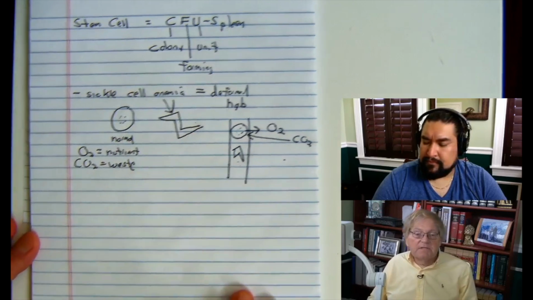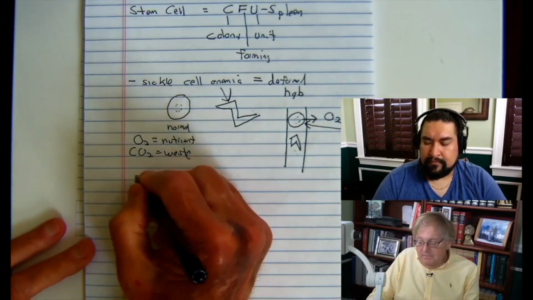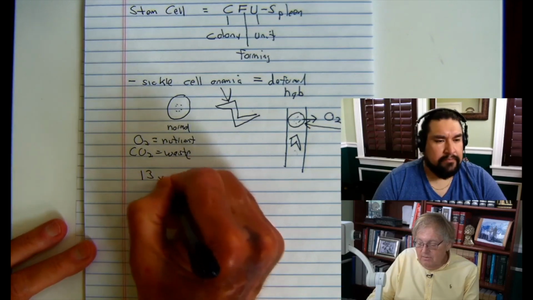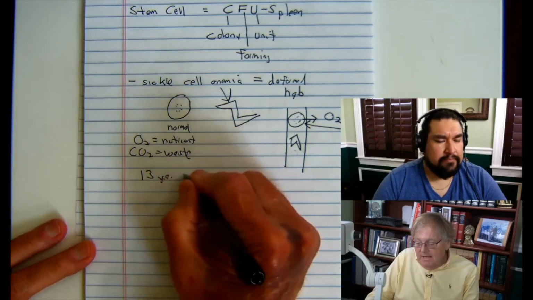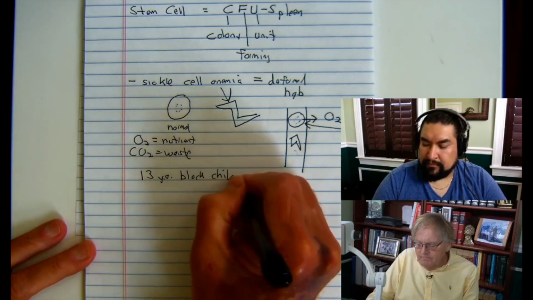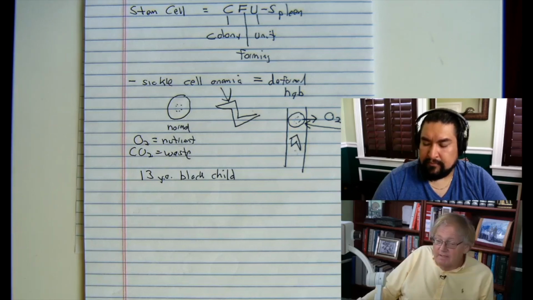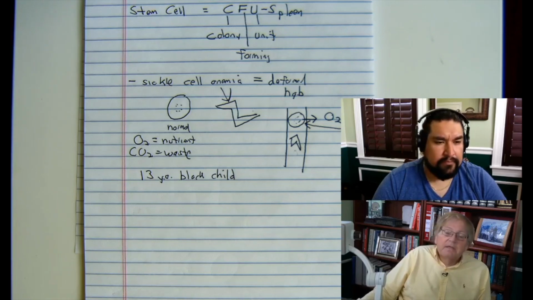And so I always tell students the way you're going to remember this is the example of the 13-year-old, and I'm going to say it's a black child. Why do I say that? Is because 8 to 10% of the black population theoretically are sickle cell carriers. That doesn't mean that only black people have sickle cell trait. There's a lot of different races that have the sickle cell trait, but they have the highest incidence of it.